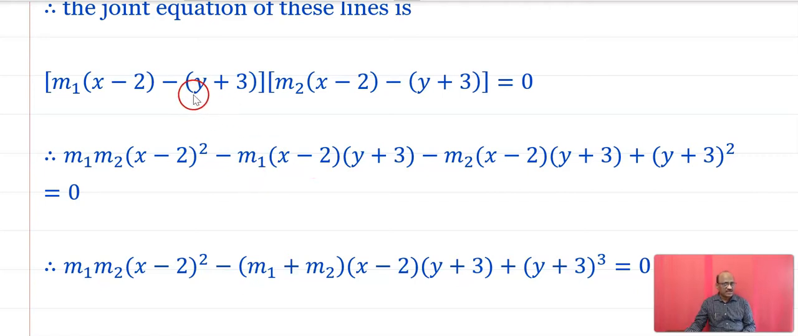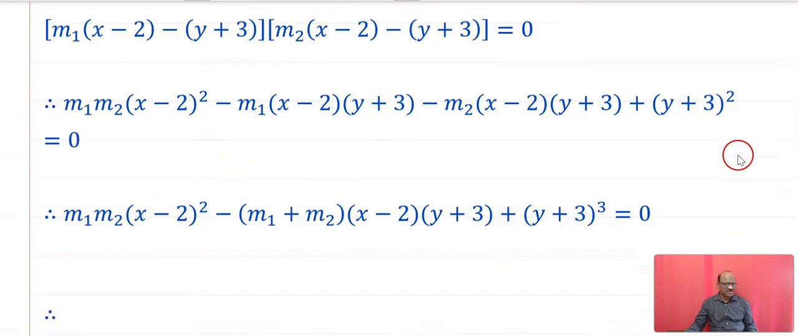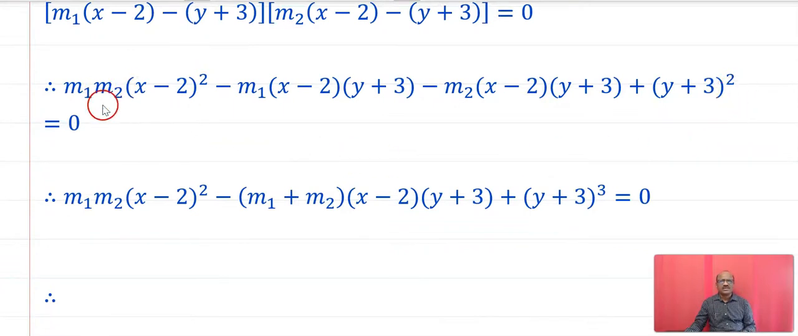Next is minus y plus 3 into m2 in bracket x minus 2. Therefore, here you will get minus m2 in bracket x minus 2 into y plus 3. And the last is the product of these two, minus and minus, so you will get y plus 3 bracket square. And from this equation, you will get m1 into m2 into x minus 2 bracket square. Now from this, see here, x minus 2, y plus 3, x minus 2, y plus 3. Take that bracket common, and then in bracket you will get m1 plus m2 and take minus outside.